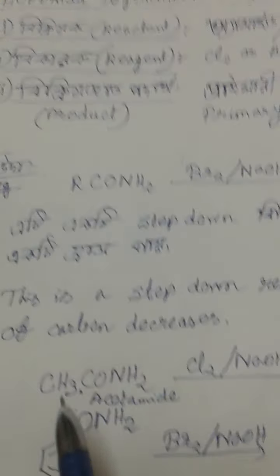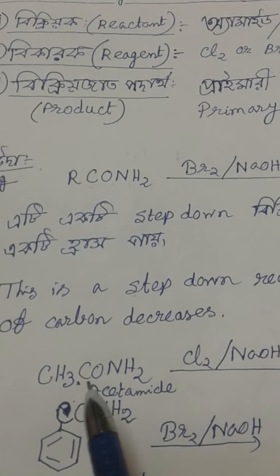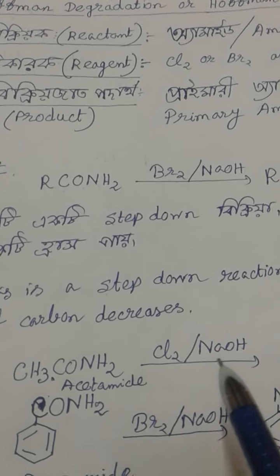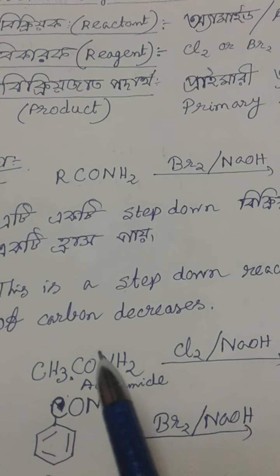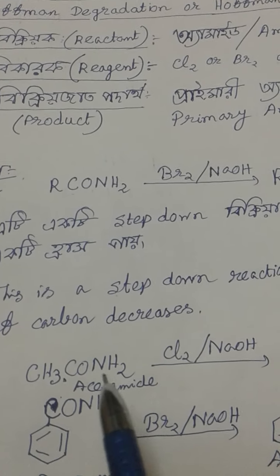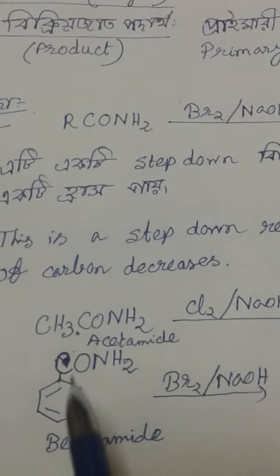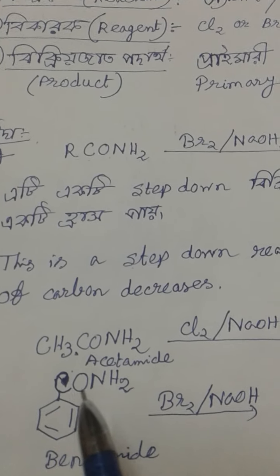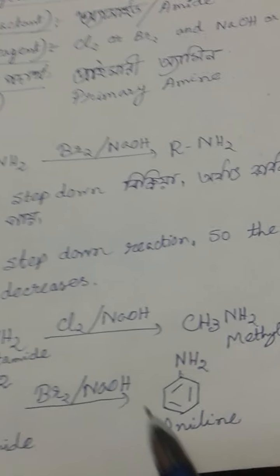Now we give a specific example, that is acetamide, or the IUPAC name is ethanamide. When we use halogen and alkali, that is chlorine and NaOH, the CO group from the amide is eliminated, so it forms CH3NH2, this is methylamine. And when we use benzamide, the CO group of the amide is eliminated, so it forms aniline.